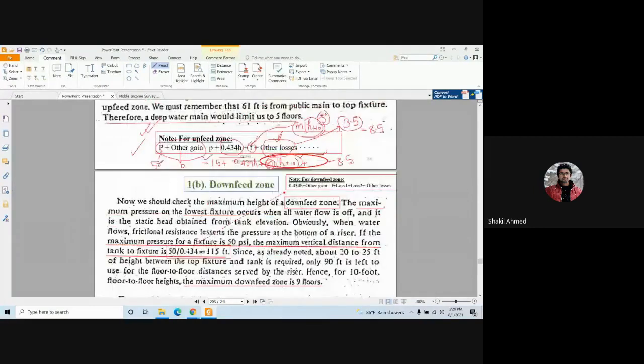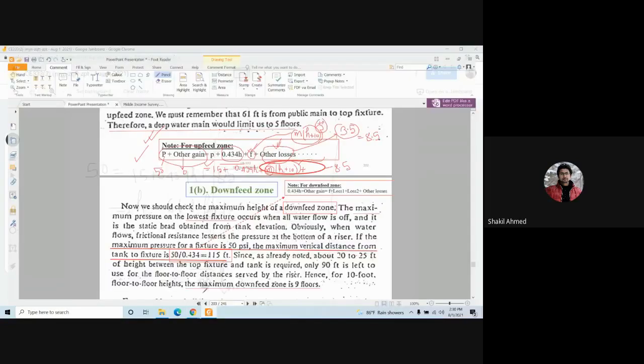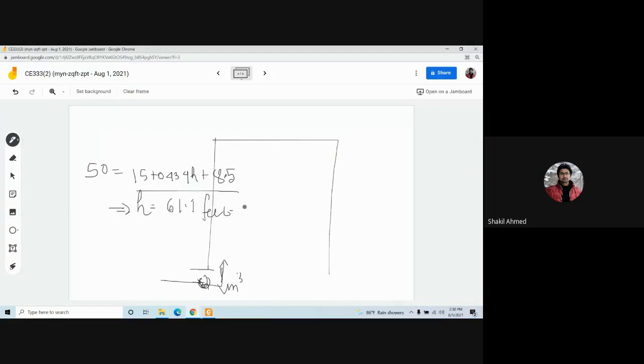Now you calculate the value of h, guys. 50 equals 15 plus 0.434 into h plus 8.5. Tell me the value of h. 61.1. 61.1 feet, of course. So this is the height of the top fixture.